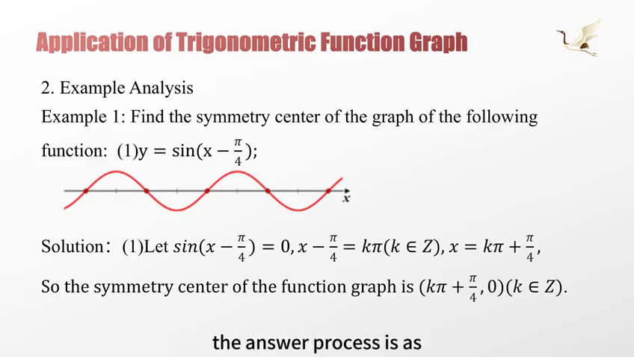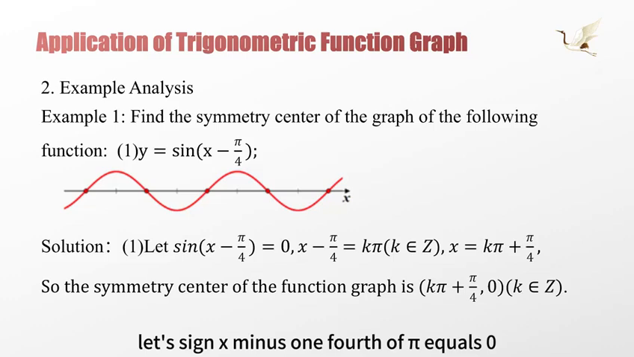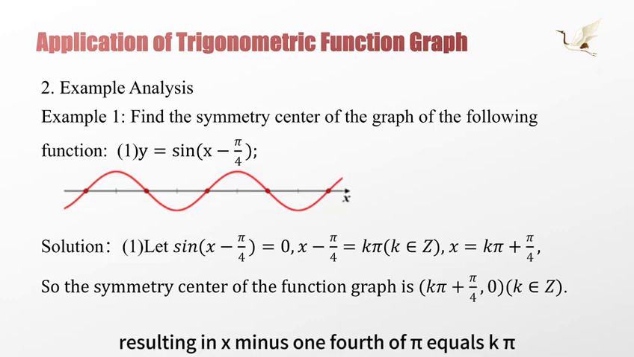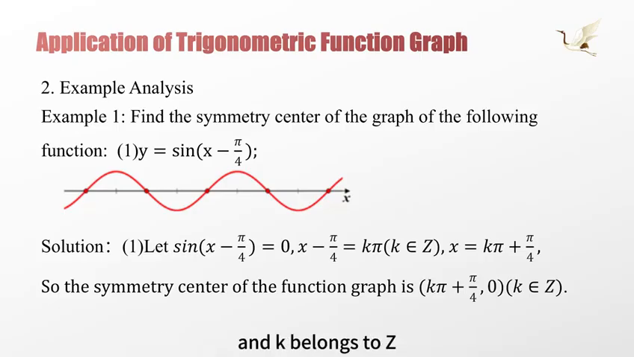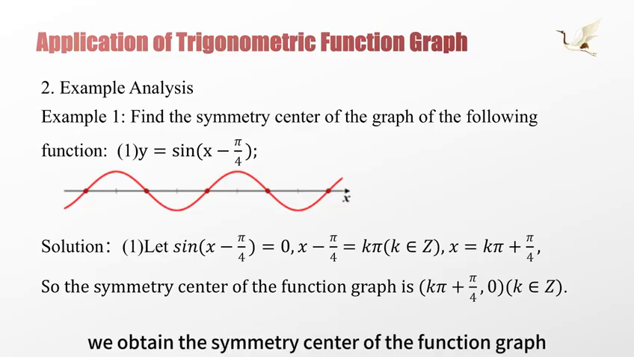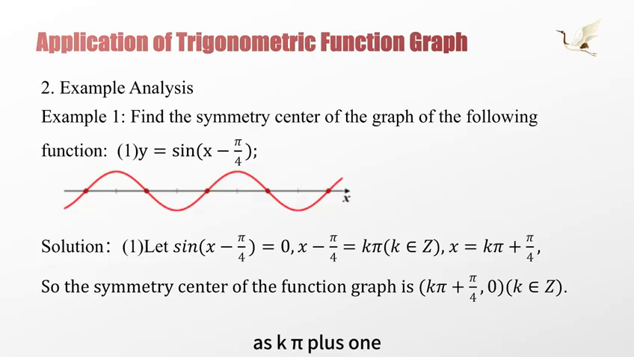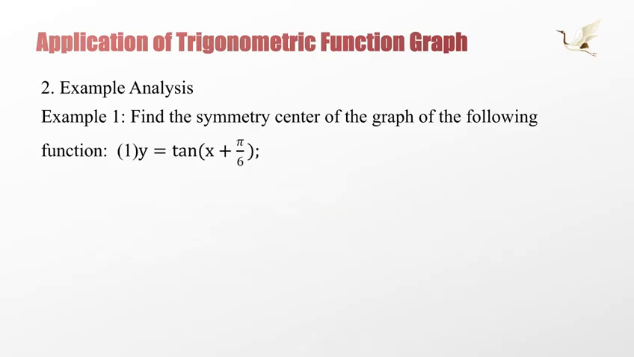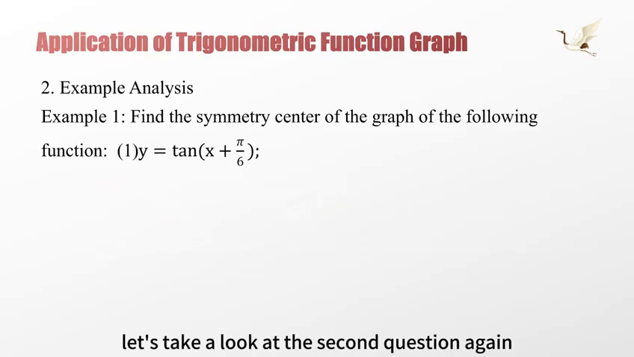The answer process is as follows. Let sin(x - π/4) equal 0, resulting in x - π/4 equals kπ, where k belongs to Z. Solving, x equals kπ + π/4. We obtain the symmetry center of the function graph as (kπ + π/4, 0), where k belongs to Z. Let's take a look at the second question.